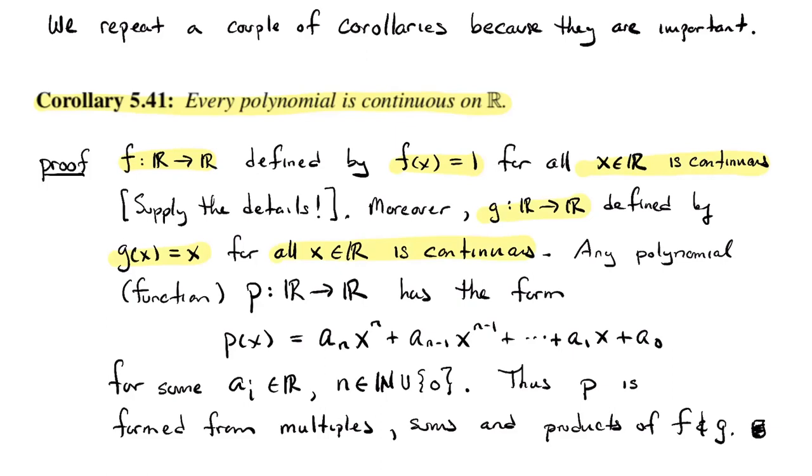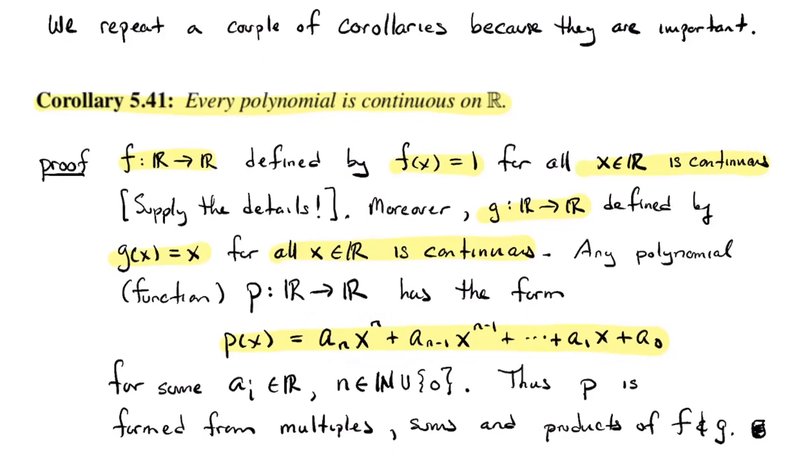Okay, well then any polynomial function, I've written one down here, is built out of f and g by taking products. For example, if you want to build x to the n, just take g times itself n times. So any power of x is a product of a bunch of g's. If you want the constant function a sub n, just take a sub n times f. Then you can build any one of these terms by taking products of those things. You can build the whole polynomial by taking sums of those terms.